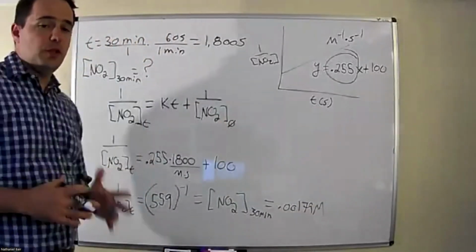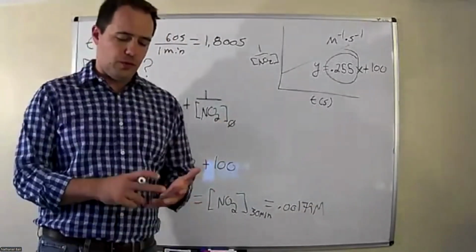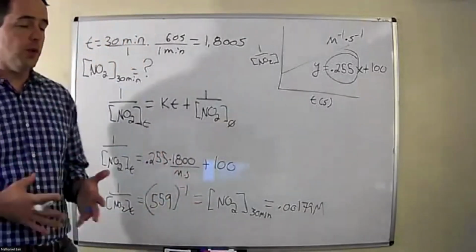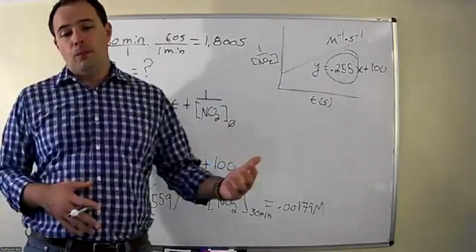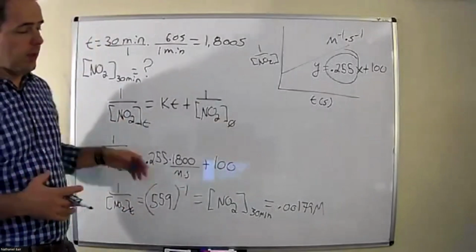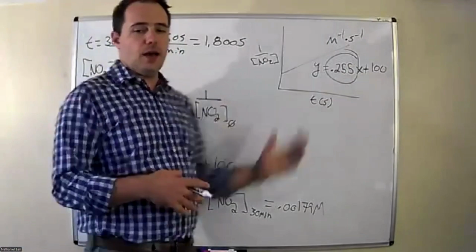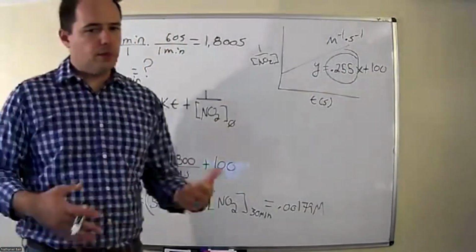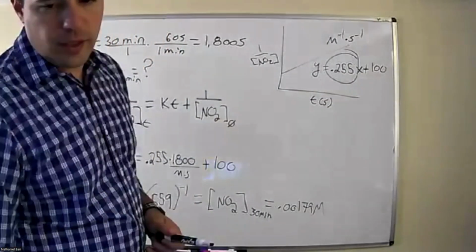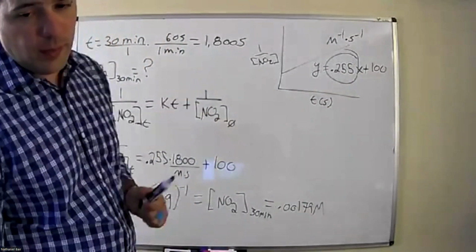A lot of times, once you figure out if it's zero, first or second order, the first thing you're going to want to do is write down the integrated rate law. So as soon as we knew this was second order, I'm going to write down the integrated rate law for second order. I'm going to say, okay, I have this stuff, and it's just a little bit of algebra. So there was a second order problem for you.